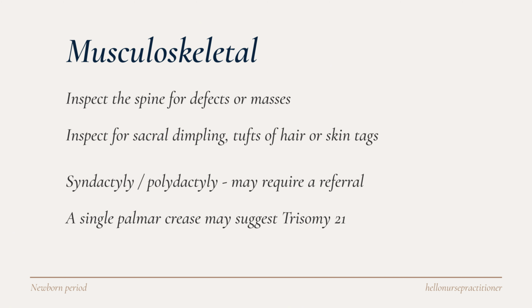Musculoskeletal: the spine should be straight and flexible with no visible defects or masses. Observe for sacral dimpling larger than 0.5 centimeters or located more than 2.5 centimeters from the anal verge. The lower back should also be examined for tufts of hair or skin tags, which may indicate spina bifida.